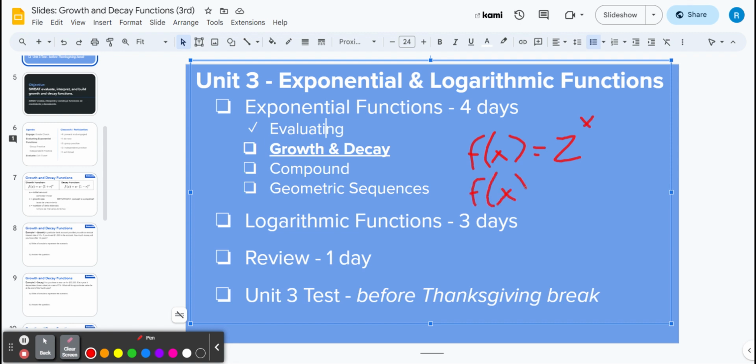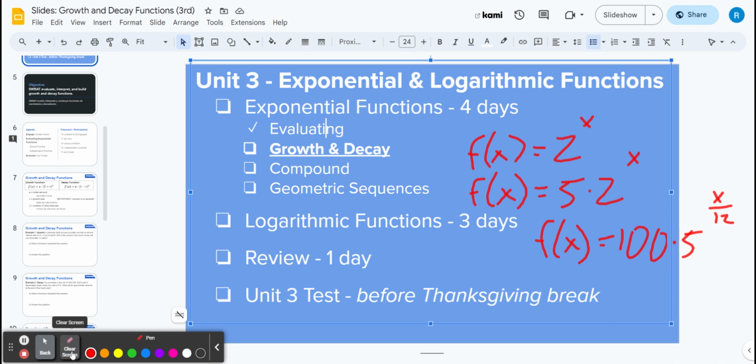It could look like maybe something times a base with an exponent. It could be more complicated. Maybe it's something like this where we have the exponent having some operations with it. But basically, we're going to evaluate or explore a variety of these exponential function types.